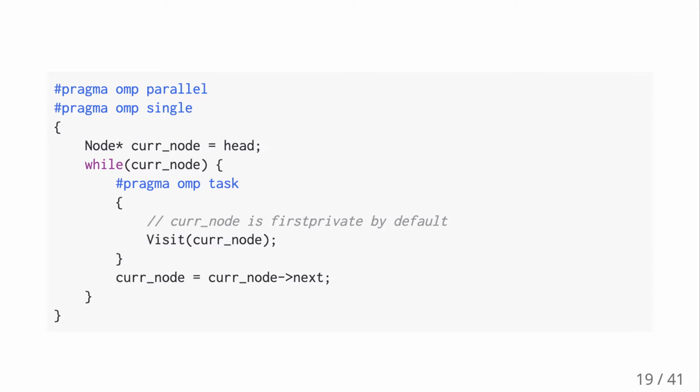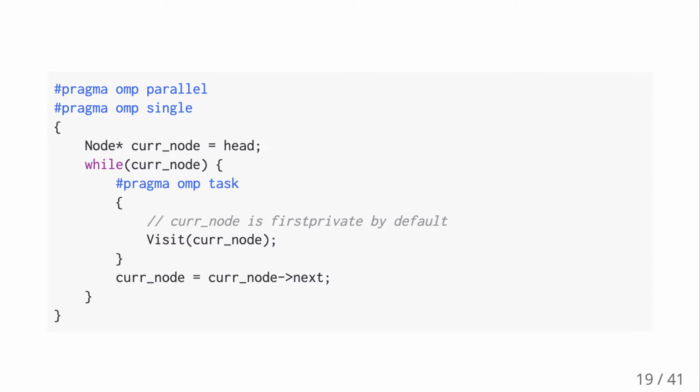In particular, you can see that current node keeps changing, right? Because it keeps moving in the list, right? And so when you say pragma OMP task, you say visit, but the argument is the value of current node, okay? But current node keeps changing. So what value is that? Okay. So this is where this default choice of firstprivate works as it should.